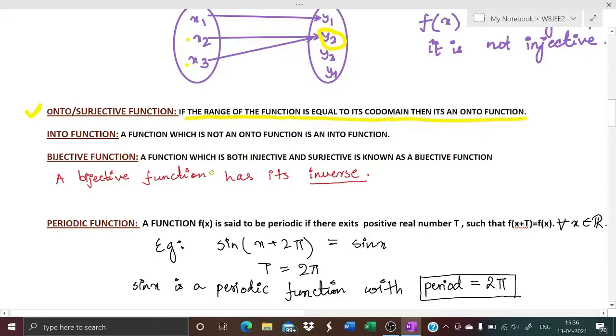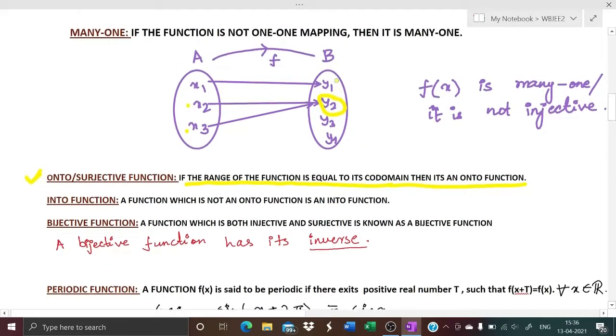I have said in one of my lectures on functions, while solving range and domain, that it is not necessary that your range is always equal to the codomain. Codomain is this entire set B. Over here you can see this entire set B is your codomain, but the range in this example is only y1 and y2.